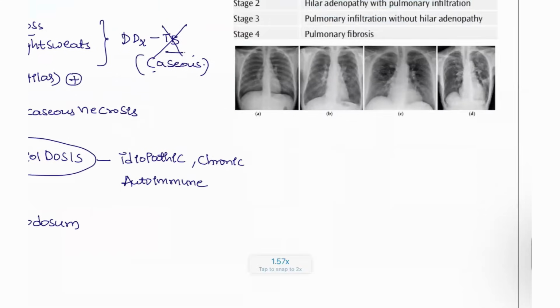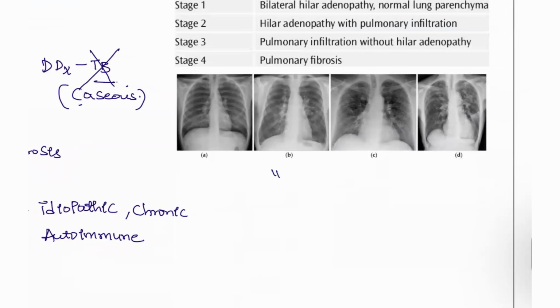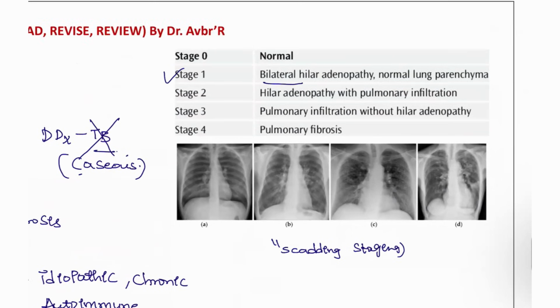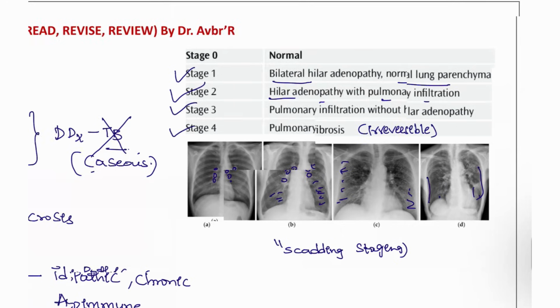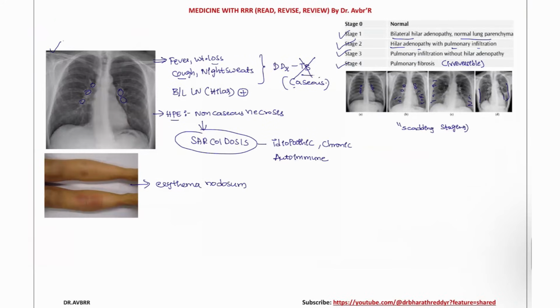Okay, and this is known as the Scadding staging, guys. The staging of the chest X-ray is known as the Scadding staging. The first stage, you are going to see the bilateral hilar lymphadenopathy, but normal parenchyma, right? This is only adenopathy. Next, hilar lymphadenopathy along with pulmonary infiltration. Third one, only infiltration will be seen. And the fourth stage, irreversible damage was already done. This will be pulmonary fibrosis. Okay, very important staging that you have to remember.